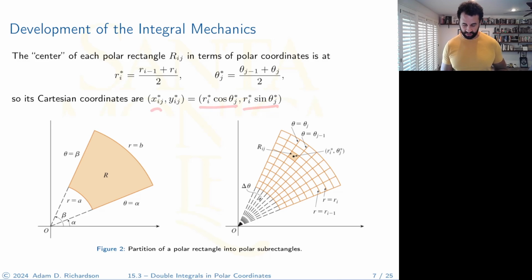So x is going to be r cosine theta, and y is going to be r sine theta. So that's how we're going from the Cartesian representation of the point to the polar representation of the point. All right? Now we've got to find the area. So we found a way to talk about these actual points, but now we need to be able to find the area of each one of these polar subrectangles. So how do we do that?